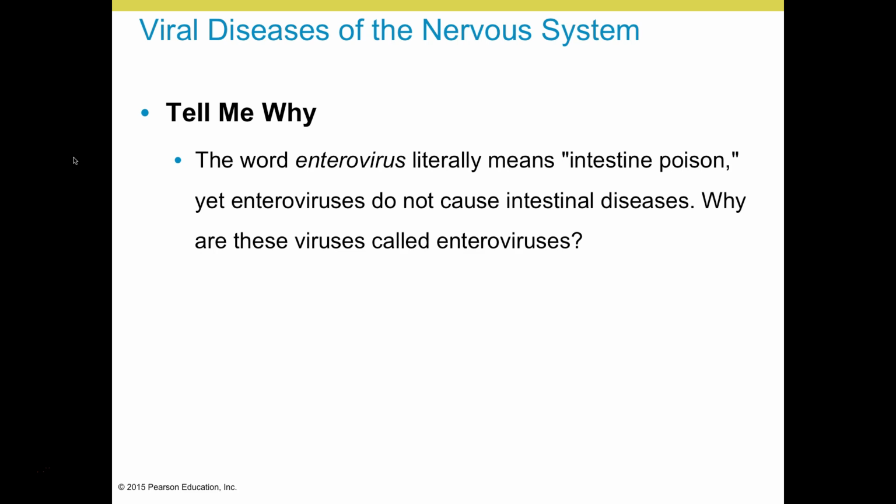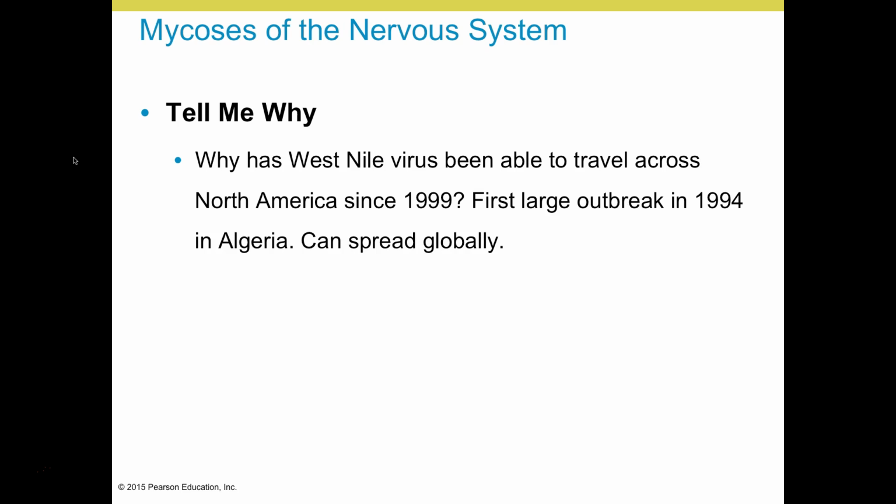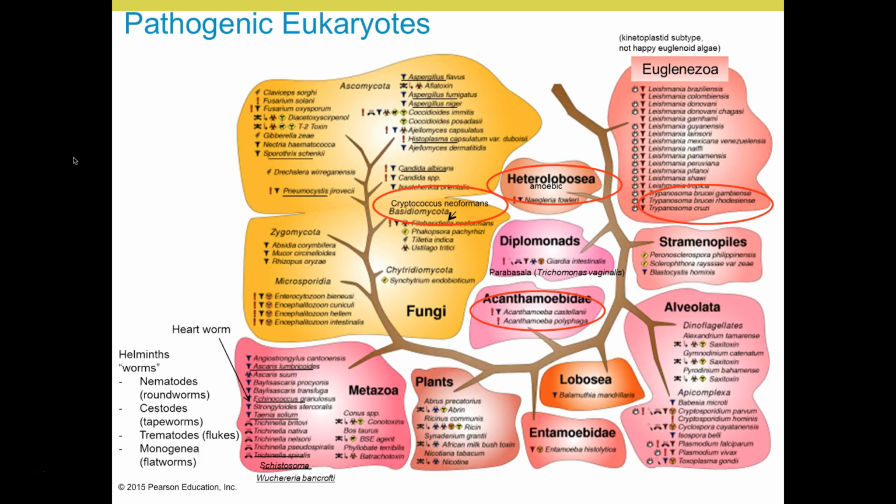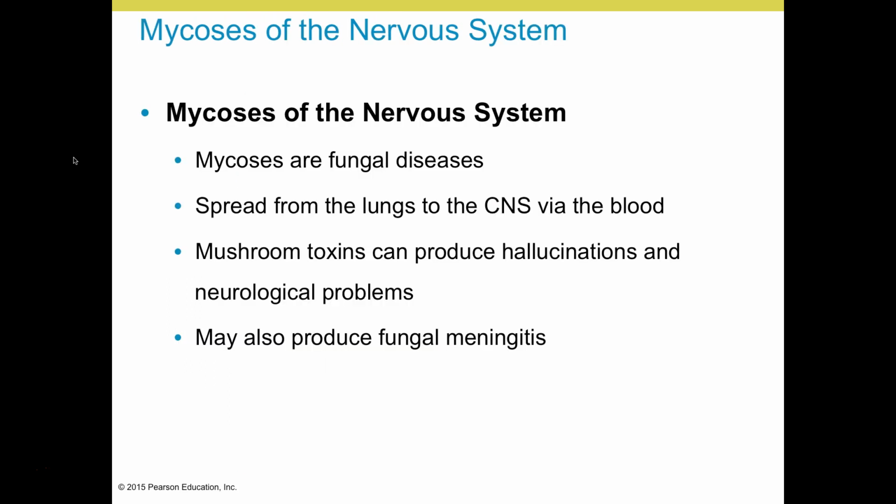Mycosis of the nervous system is what we're going to talk about next. So mycosis refers to what? Fungal disease, okay? They mostly spread from the lungs to the central nervous system.